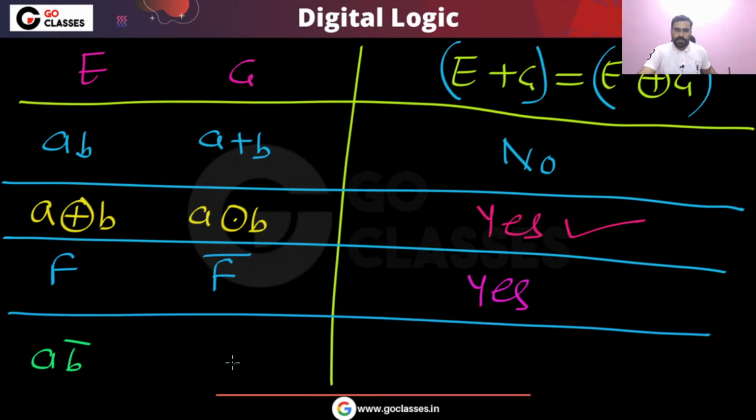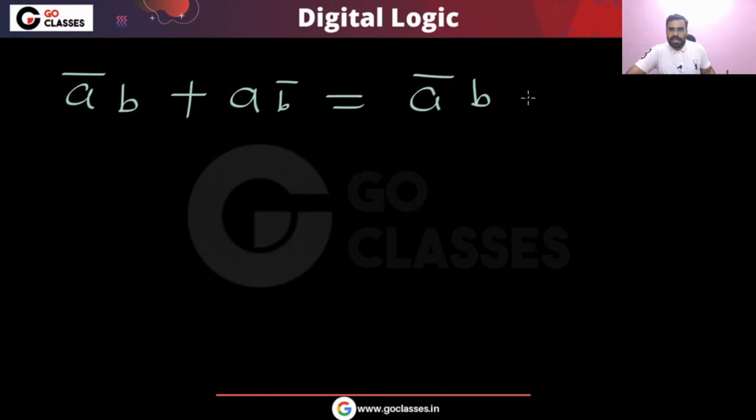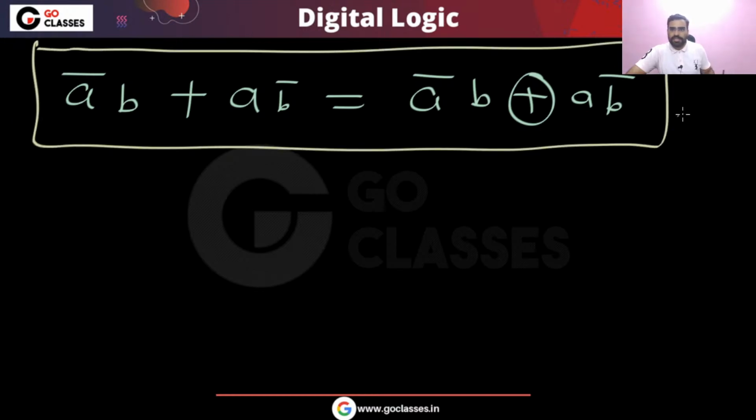Tell me, A bar B and A B bar, what about them? Again yes. This is the reason, because you can notice A bar B and A B bar, these two, I can say A bar B plus A B bar is the same as A bar B XOR A B bar. And this is our first question. If you notice, this was question number 1 in the Cambridge University assignment. Correct or not? Is this clear or not?